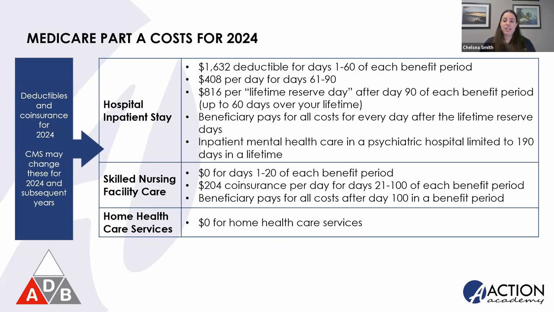After that, each beneficiary gets a bank of extra days called lifetime reserve days, and those have a different deductible associated with them. These days can be applied in any increment that you need them, but you only get 60, and they stay with you through your whole life, but again, only 60. So you might use two at one time and then 30 in another. You get to choose your own adventure there, but you only get 60.